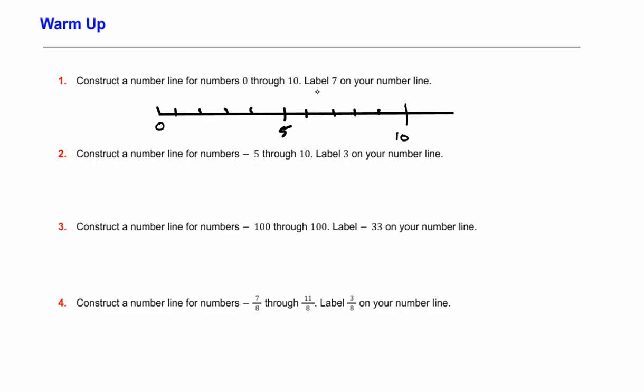From there, it does say to label number 7. So right here's 5, 6, 7. That's this point right here, which will be our number 7 on the number line.